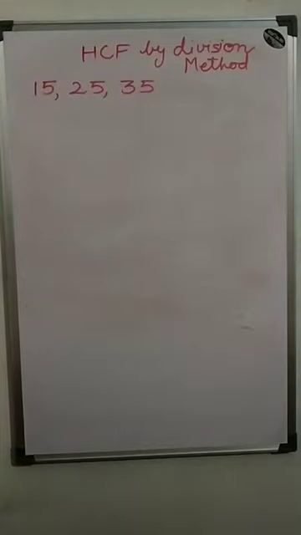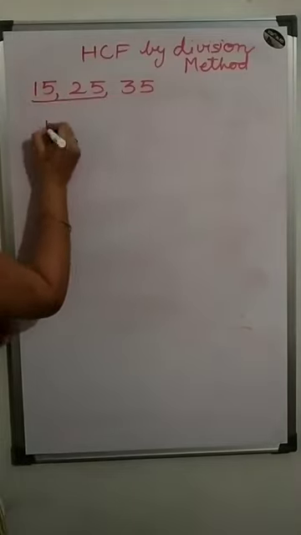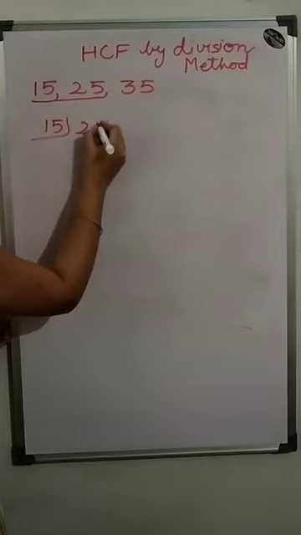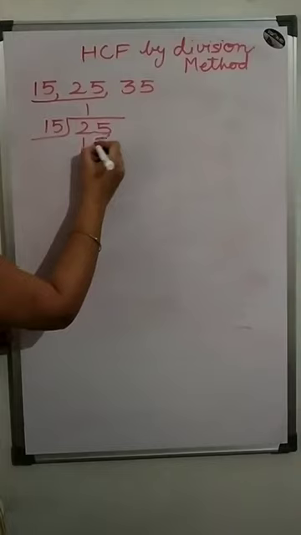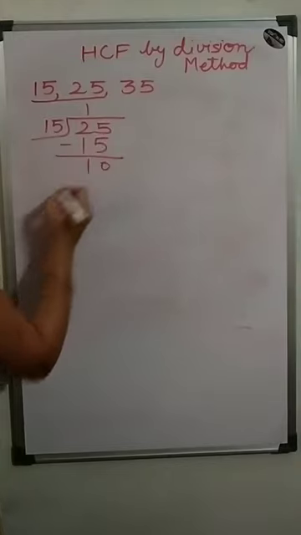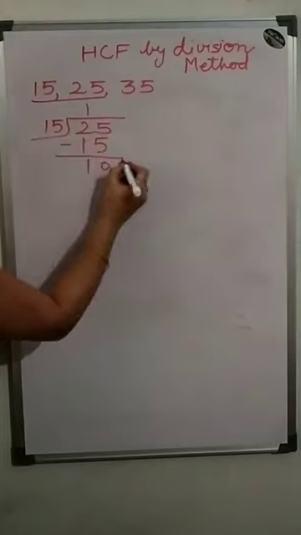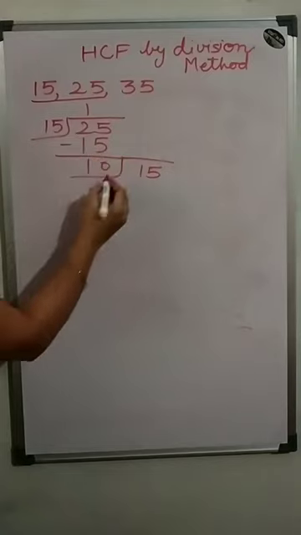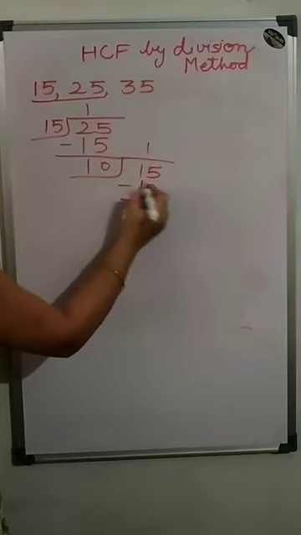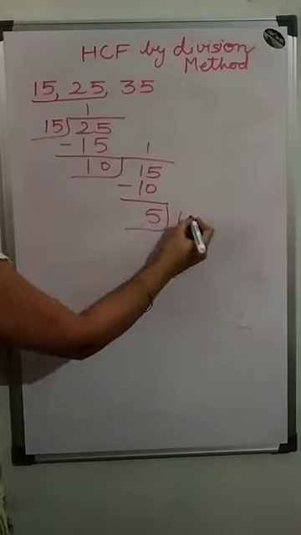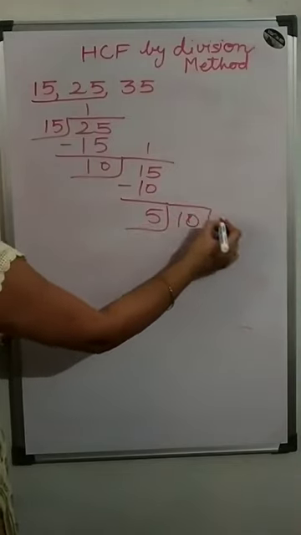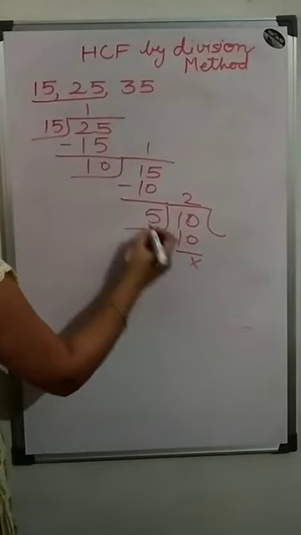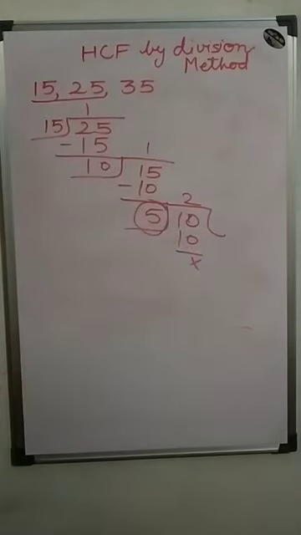Another example is 15, 25, 35. Here you have to calculate the HCF by division method. Let's take any two of the numbers. Suppose I am taking these two numbers first, 15 and 25. Now divide them. 15 ones are 15 and the remainder is 10. Now what to do again? Write down the remainder and divide the previous number by it. So 10 ones are 10, again divide by 5. Then 5 twos are 10. From here HCF is 5.